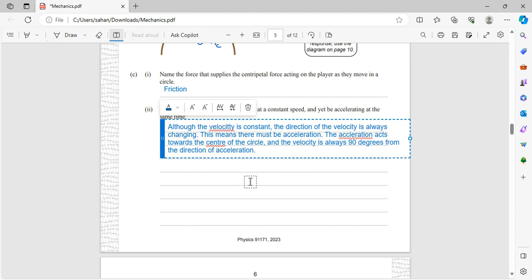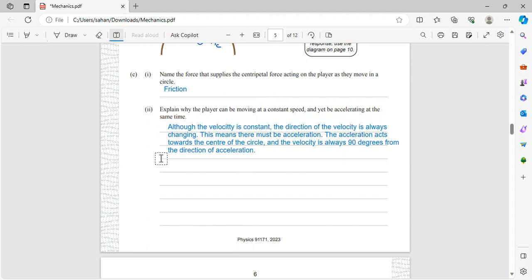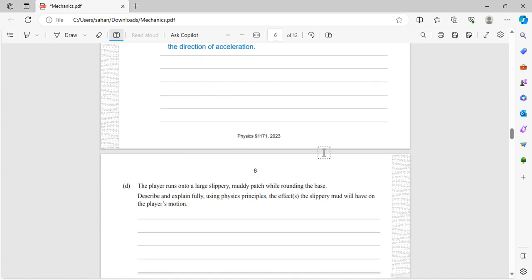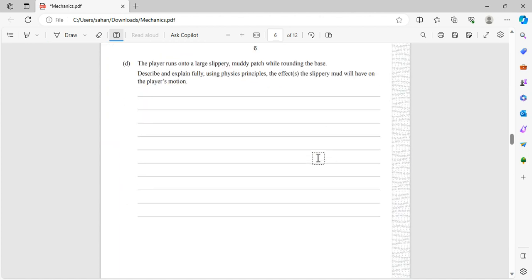Okay. And that is all for that question, really. I don't think you need anything else. I mean, you could also talk about there's a force, and hence that's why there's acceleration, but I think that's a bit too much. They really just ask why it is a constant speed and accelerating, so that's all you need. Okay, the player runs on a muddy, slippery patch.